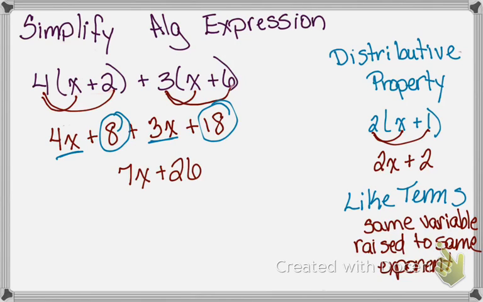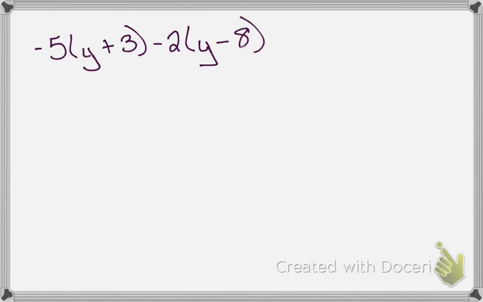Okay? Now, this next one is tricky. Why is it tricky? What does it have that the others don't? Negatives. It's got negatives. Okay? So you got to be careful with those negatives. Students typically do okay with the first one. Okay? Negative 5 times y is negative 5y. Negative 5 times 3 is negative 15.